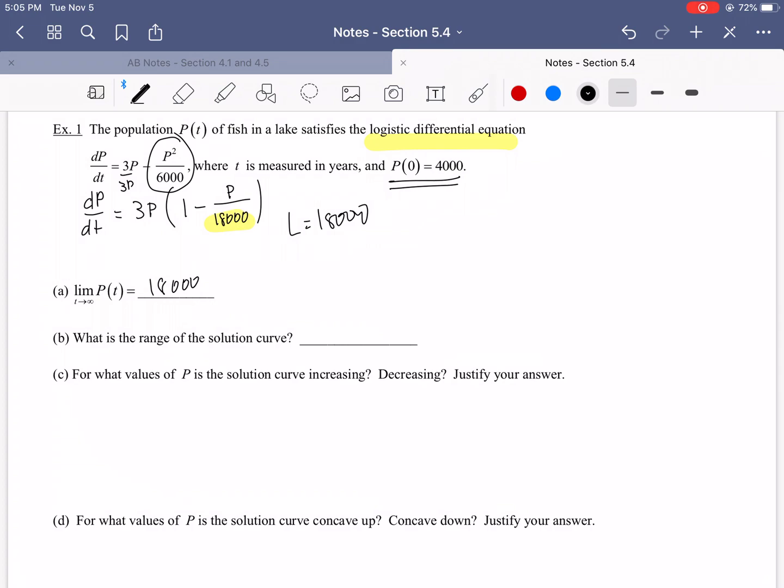Okay, and what I want you to notice is that our initial population of 4,000 is smaller than my carrying capacity. So P of 0, my initial population, is smaller than L. And so what that means is that this population of fish is going to grow logistically from an initial population of 4,000 until it reaches the carrying capacity of 18,000. And so the range of the solution curve is going to start at 4,000, and it's going to go all the way up until 18,000.